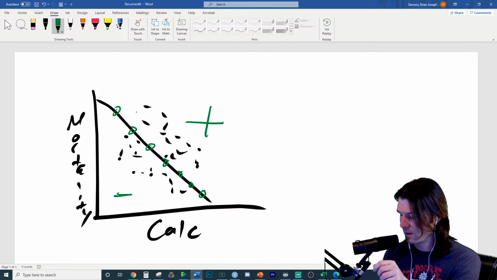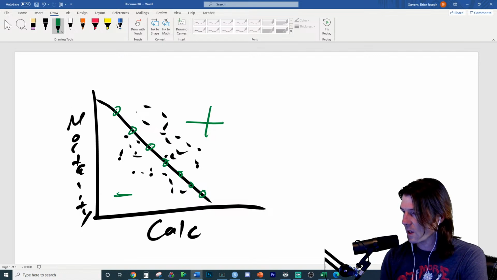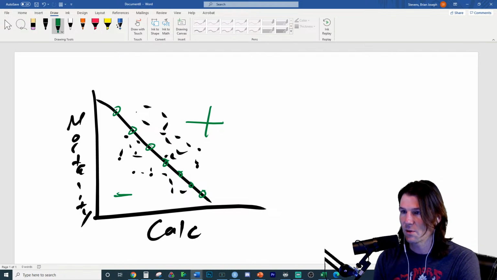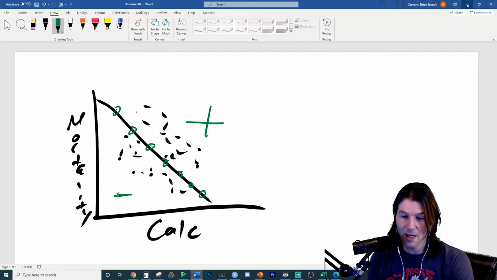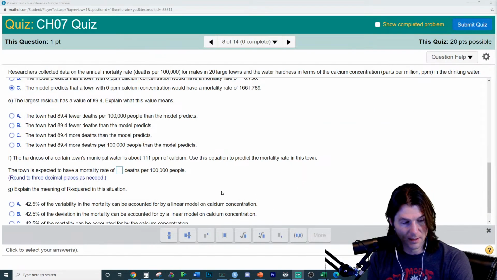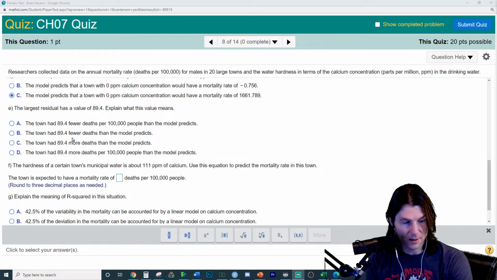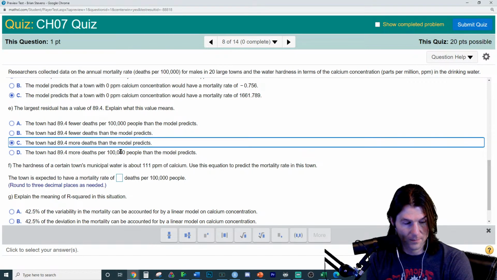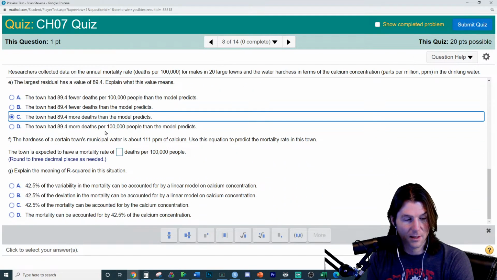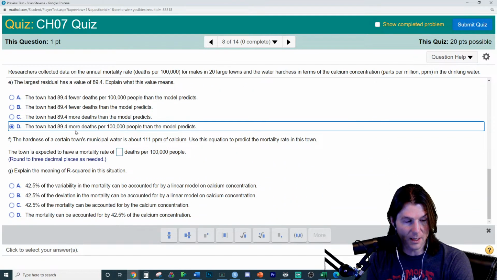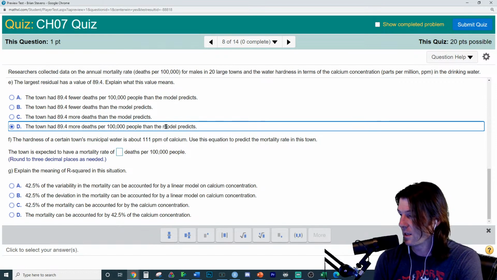Sorry. So we have here that this is a positive residual. This is the negative residual zone. So what does this mean? It means that the mortality rate is higher than the calcium would have predicted. So for the large residual, the town had 89 more deaths than the model would have predicted. Oh, they're being specific. It's per 100,000. Okay, so it's got to be this one. The town had 89.4 more deaths per 100,000 people than the model predicted. So they're doing a context thing.